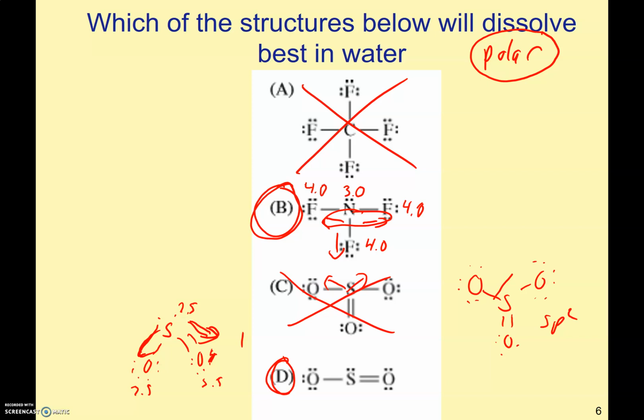Again, this was not an AP question. I just took the dot structures from an AP question. The AP question actually asked which one would have the biggest bond angle, and that would be this one, because they're 120 degrees.